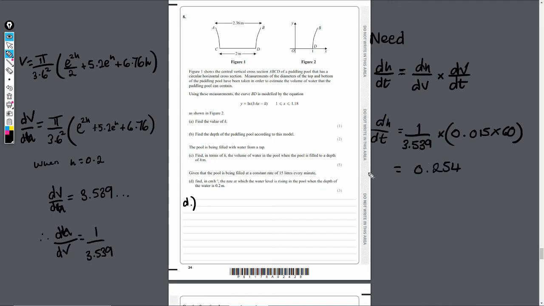But remember here now, my rate isn't 0.254, because when we plugged our h in, it was in terms of meters. The answer is in centimeters. So where we plugged in h here, we did this twice. So we're going to have to times this by 100. Doing that, we're going to get 25.4 centimeters per hour. And there we have it. So that's question 8, fully complete for the full paper.